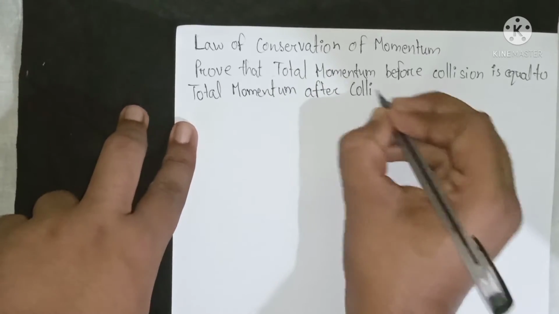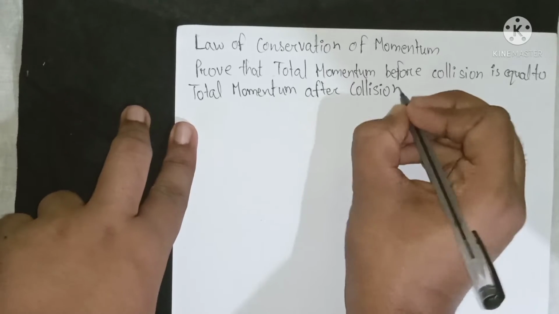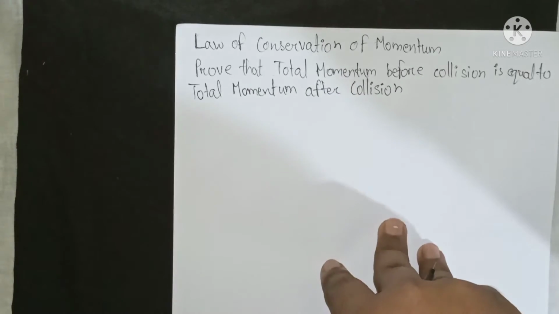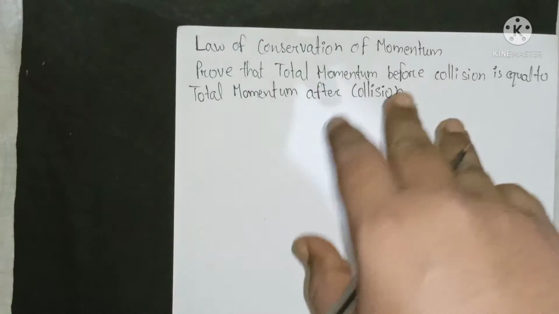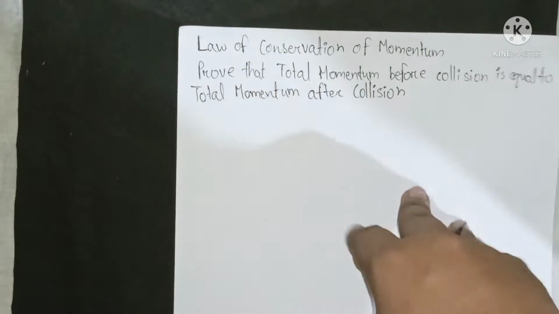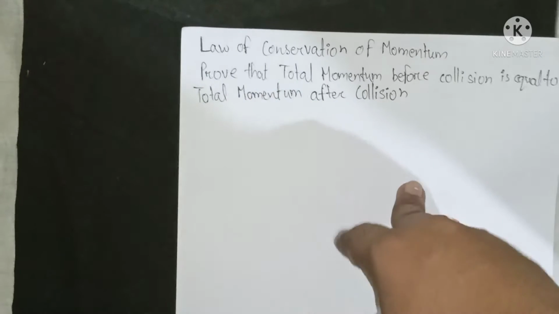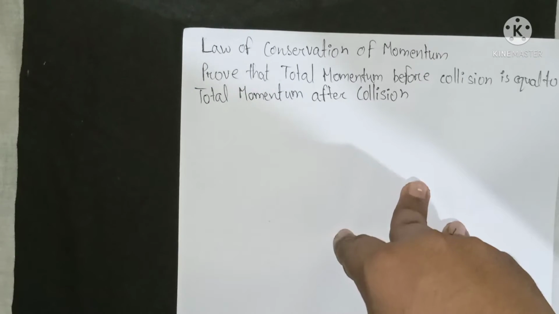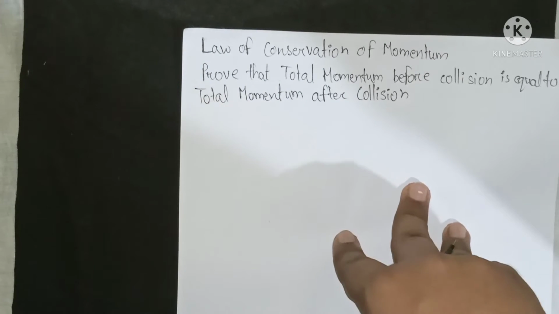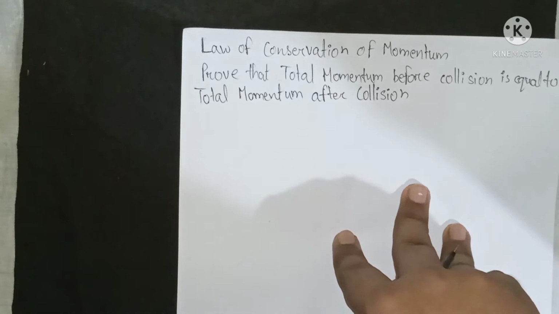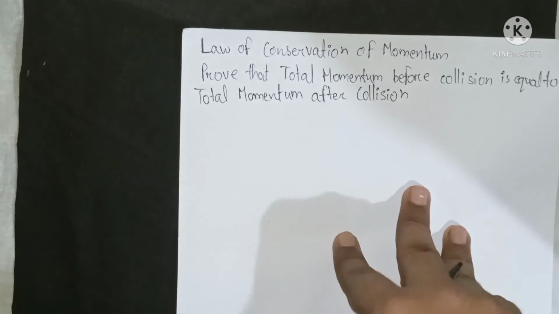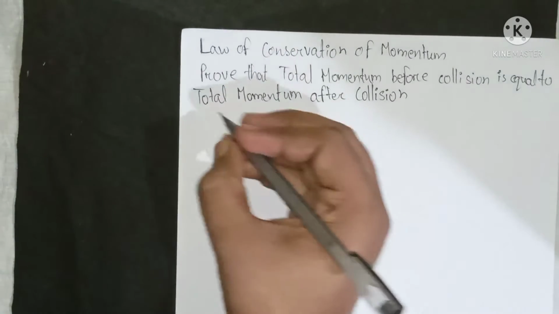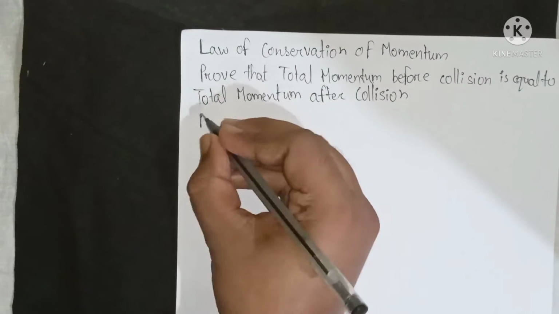Okay, so here we need two things. The first is the total momentum of car 1, or body 1, with mass m1, and the second is the total momentum of the second body with some velocity and mass m2. So let's write that down. For the illustration we have to draw a diagram.